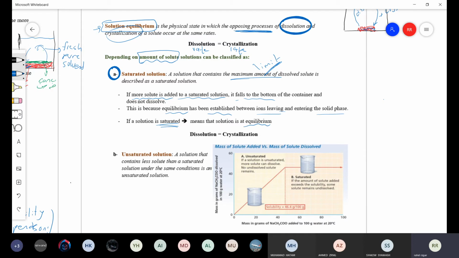If there is extra solute, it will precipitate at the bottom. And you know that if we have a precipitate on the bottom of the container, the rate of dissolution will be equal to the rate of crystallization.